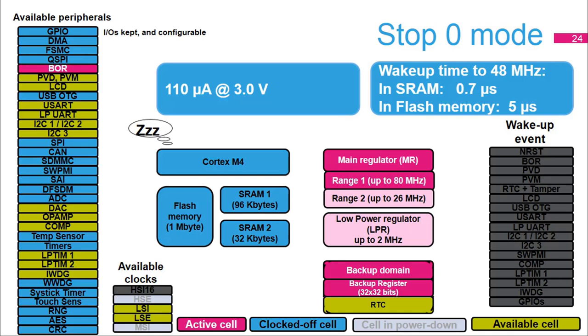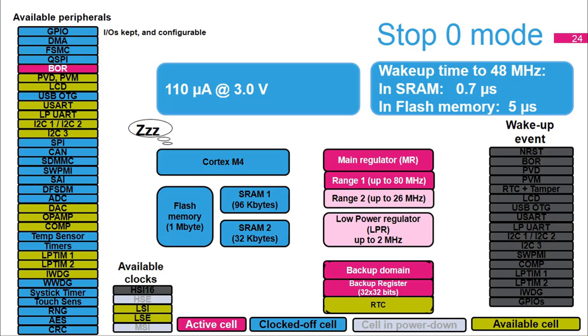The brownout reset is always enabled. Most of the peripheral clocks are gated off. Several peripherals can be functional in stop zero mode: power voltage detector, peripherals voltage monitor, LCD controller, digital-to-analog converters, operational amplifiers, comparators, independent watchdog, low-power timers, I2C, UART, and low-power UART. The events from all IOs can wake up from stop-zero mode, plus the interrupt generated by the active peripherals. In addition, SWPMI and USB can wake up from stop-zero mode.